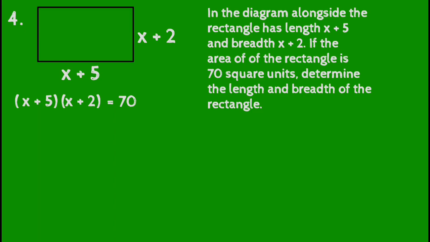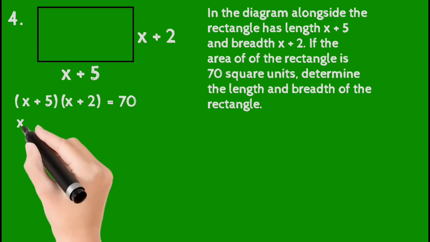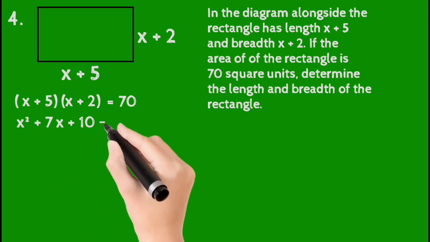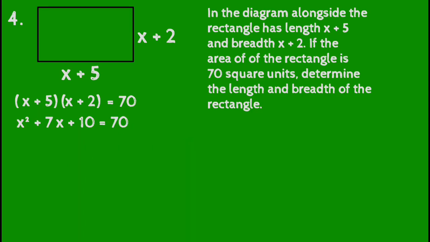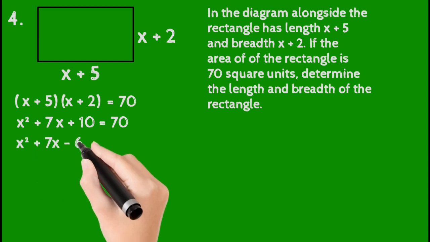So let's multiply the two binomials on the left hand side. Okay, so how are we going to multiply? Remember, there's a way in which you can multiply them that allows you to be able to see the factors. So x squared, add the 5 and the 2, you get 7. So the middle term is 7x. 5 times 2, the last term will give you 10. All of that is equal to 70. Next step, remove 70 from both sides. You remain with x squared plus 7x minus 60 is equal to 0.